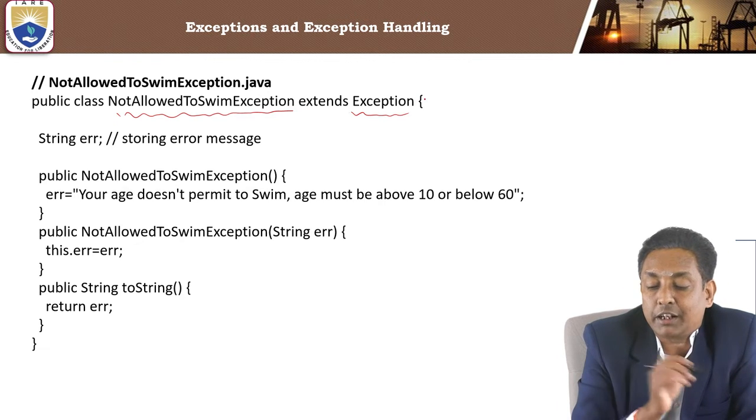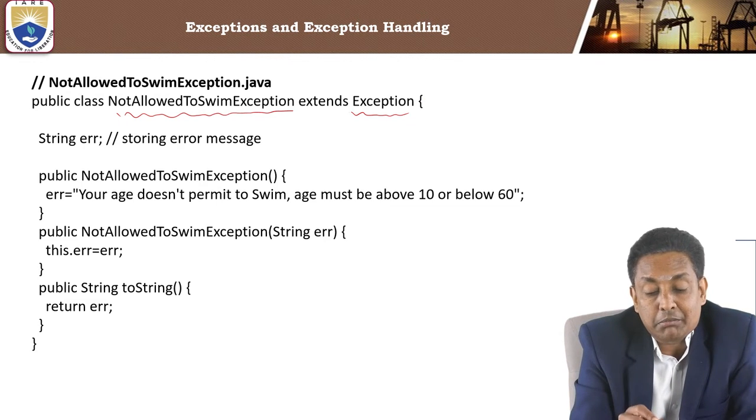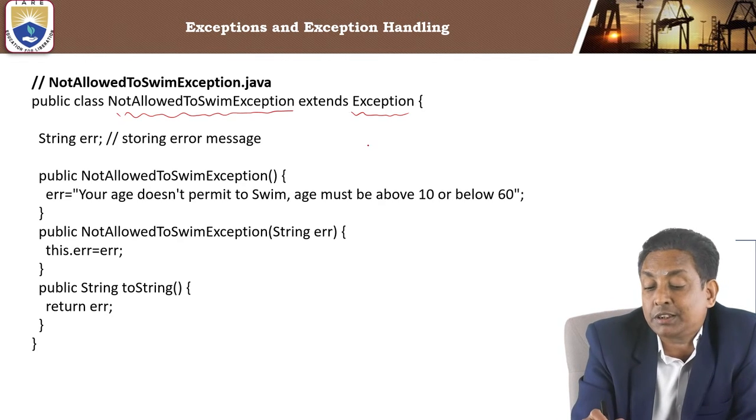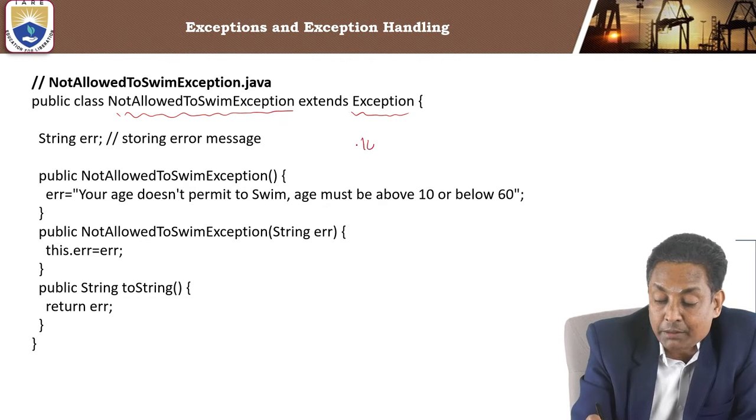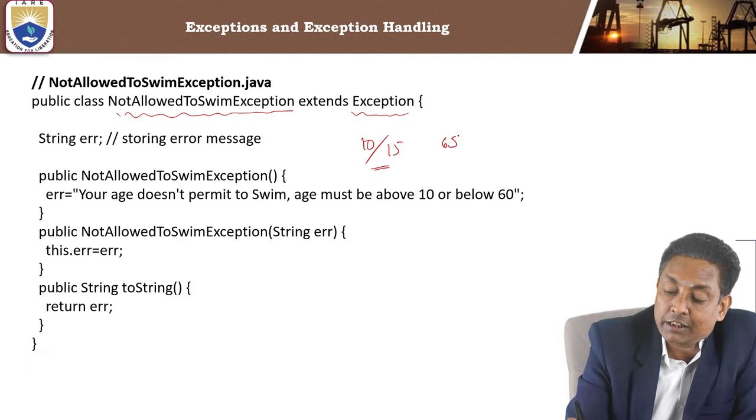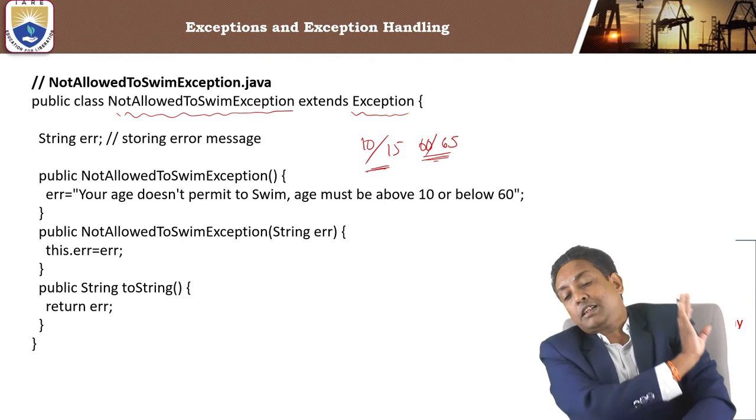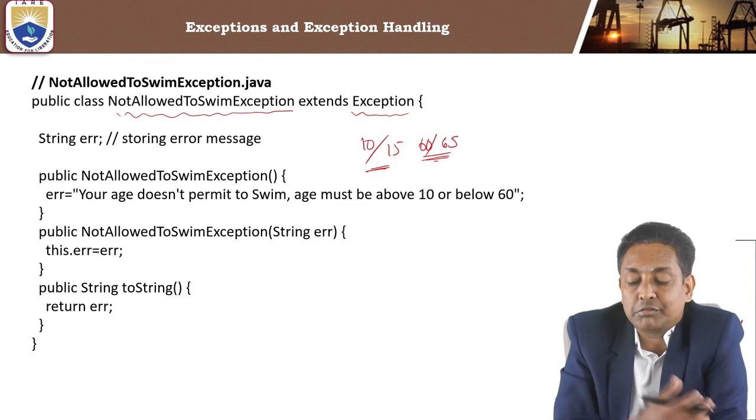I'm extending from the Exception class. What does NotAllowedToSwimException mean? In my guess, this exception is raised when a person wants to swim: his age should be about 10 or 15 years, then only he is eligible for swimming. And age should not exceed 60 to 65 max. A person above 60 or 65 is not allowed, and a person below 10 or 15 is not allowed to swim. The person should also be physically fit to swim.